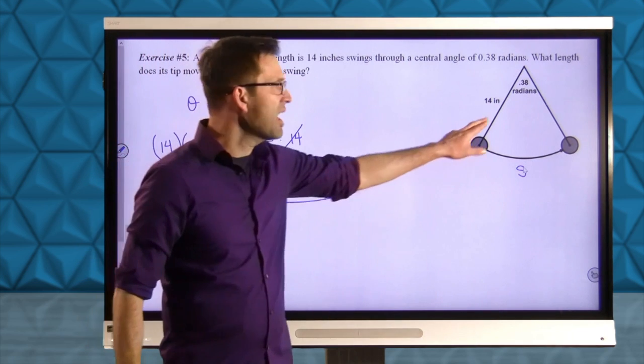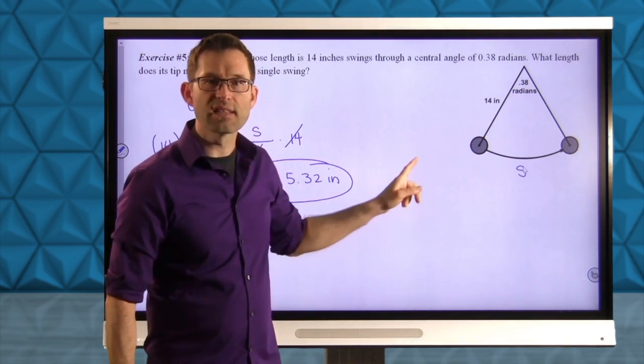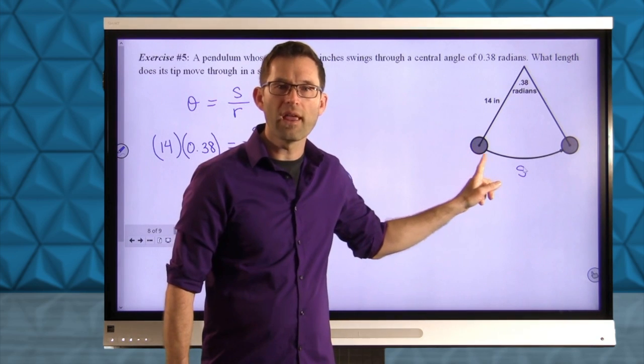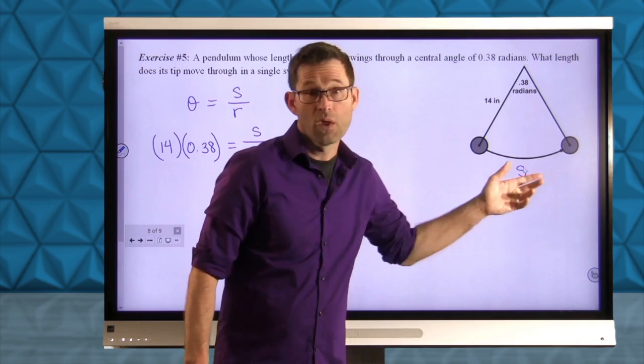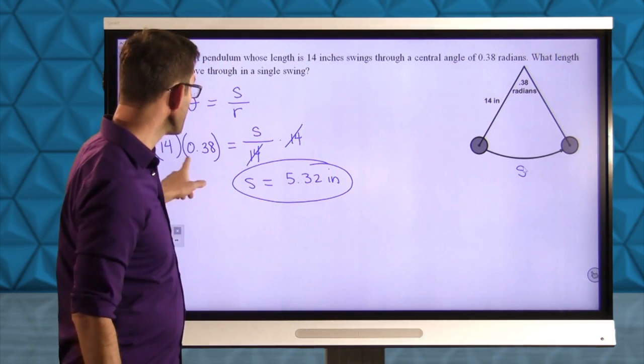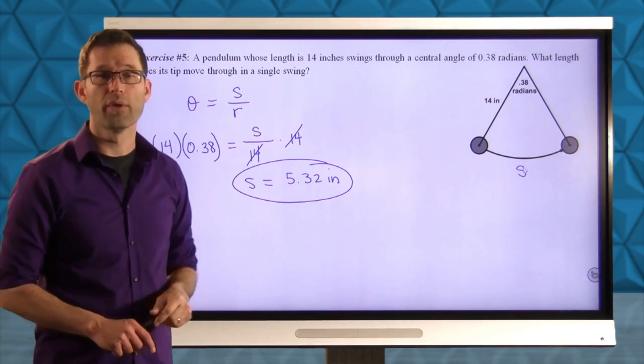It's interesting because what that 0.38 radians really represents is that we've gone 0.38 radii along this arc length. So if we want to know how long the arc length is, we literally multiply our radius by 0.38 and we get our 5.32 inches.